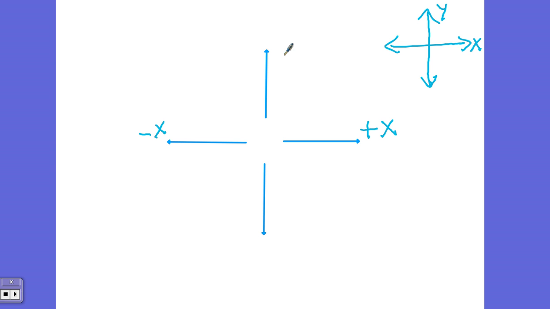If I move my graph up, that means that my y values are getting bigger, so I would add a number to my y's. And going down, my y values get smaller, so I subtract a number from the y's.